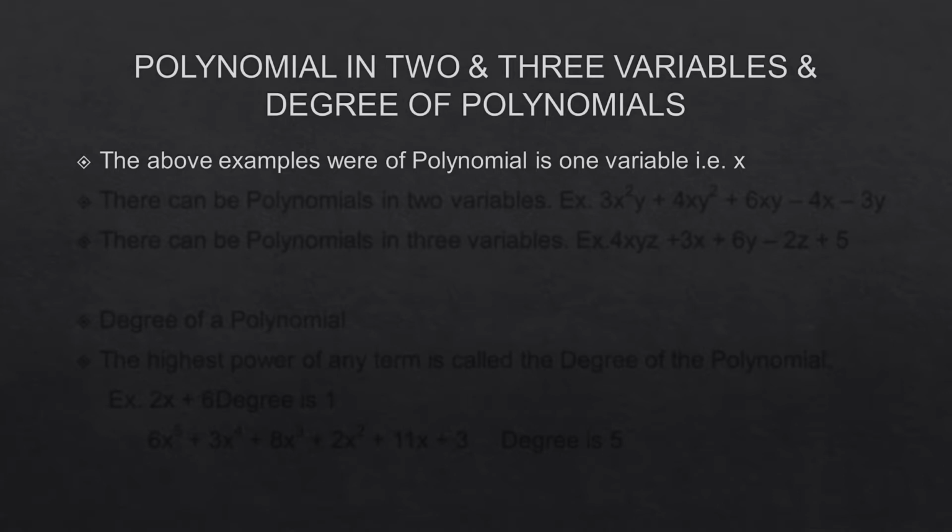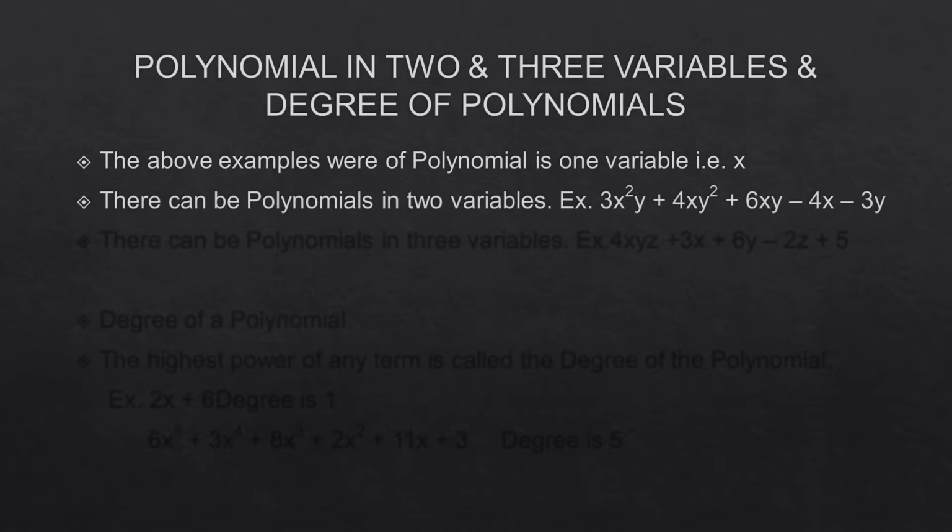Now the above examples, if you have seen carefully, were of only one variable, that was x, so that is a polynomial in one variable. We can also have a polynomial in two variables. In this case we can see that it is two variables x and y. It can be of any type. The example over here is 3x square y plus 4xy square plus 6xy minus 4x minus 3y.